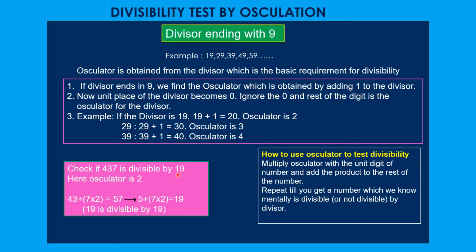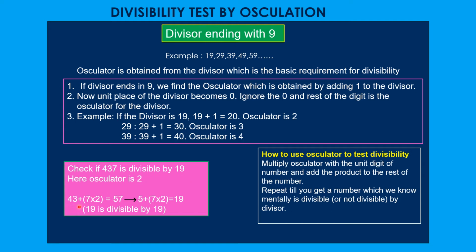So let us take an example to check if 437 is divisible by 19. Again, your divisor ends in 9. So whenever your divisor ends in 9, what do you do? You add 1 to 19 and you get 20. So your unit digit here is 0. Ignore the 0, and 2 is the rest of the digits, that is, 2 is the oscillator. So the first step is you find the oscillator for your divisor 19.